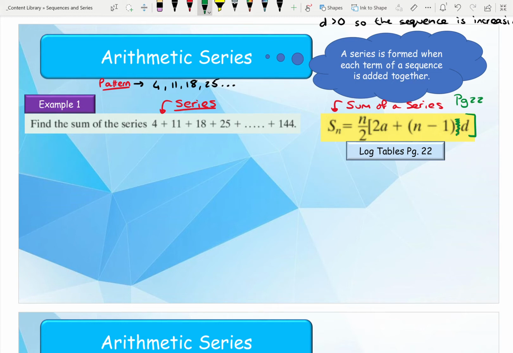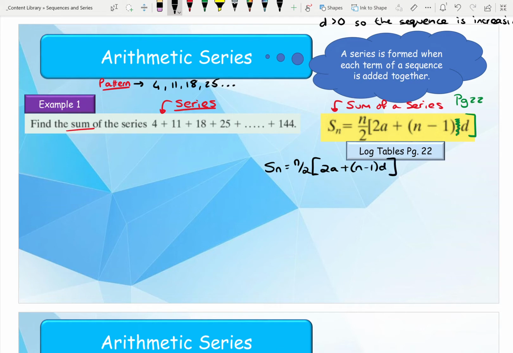So if we look at example 1 here, it says find the sum of the series 4 plus 11 plus 18 plus 25 plus ... all the way up to 144. So as soon as I see the words sum of a series, I know that I'm going to use the Sn formula, which is n over 2 by 2a plus n minus 1 times d.